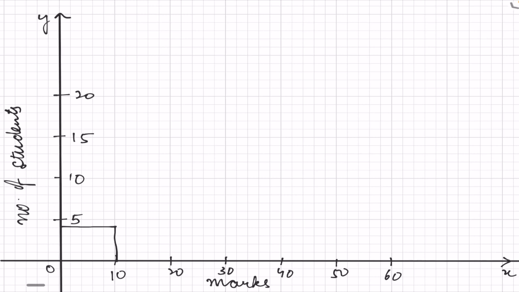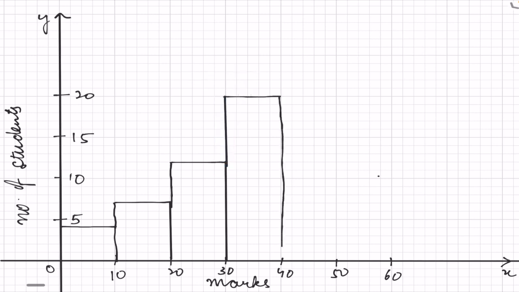Next is 7. So we will use our scale and pencil to join the bars. Next frequency is 12. It should be neat and clean, children. Next frequency is 20. Then next is 9. Then the last is 2. Now, this is our required histogram.